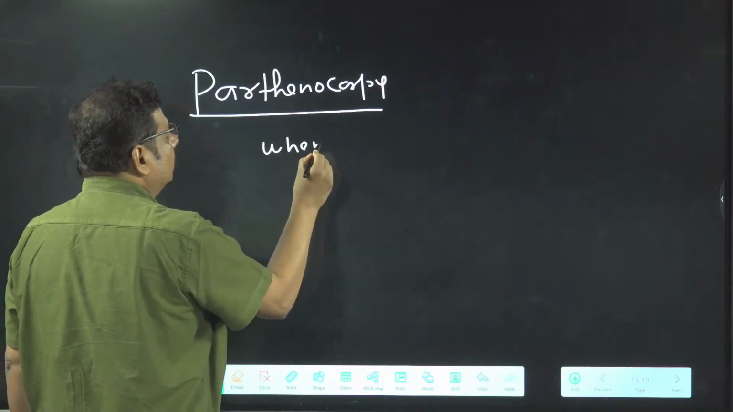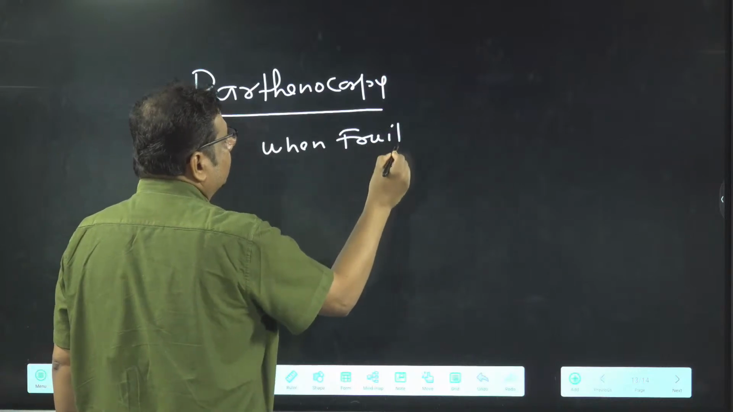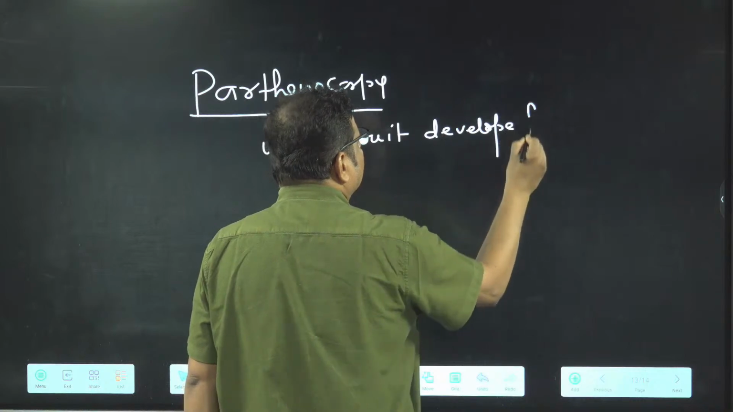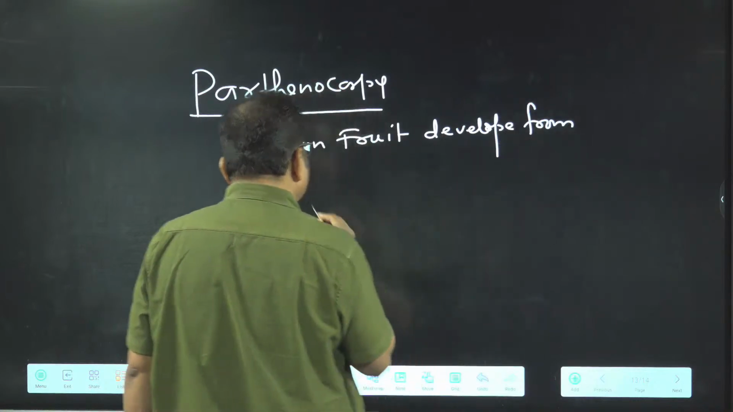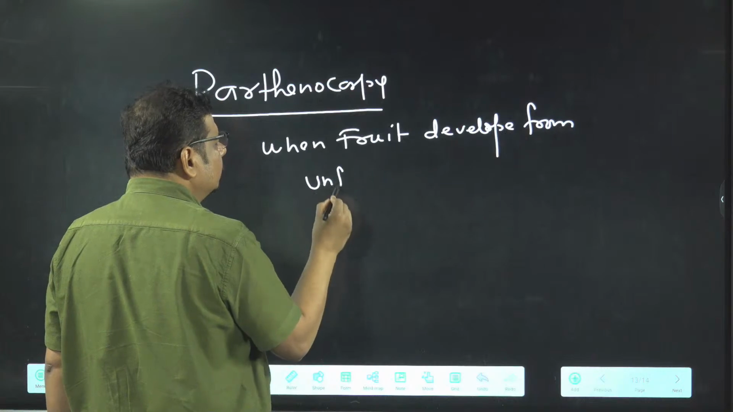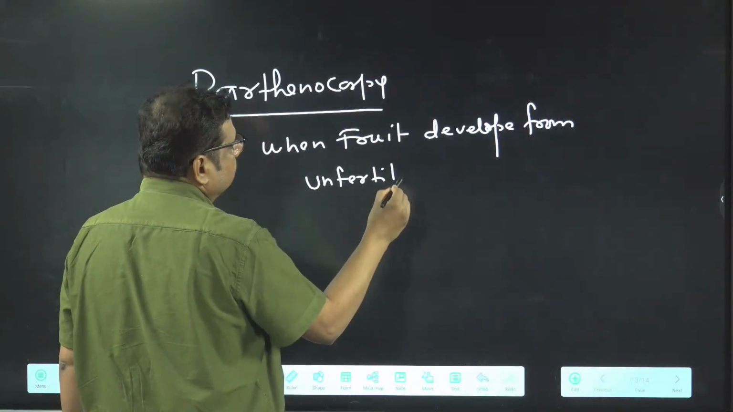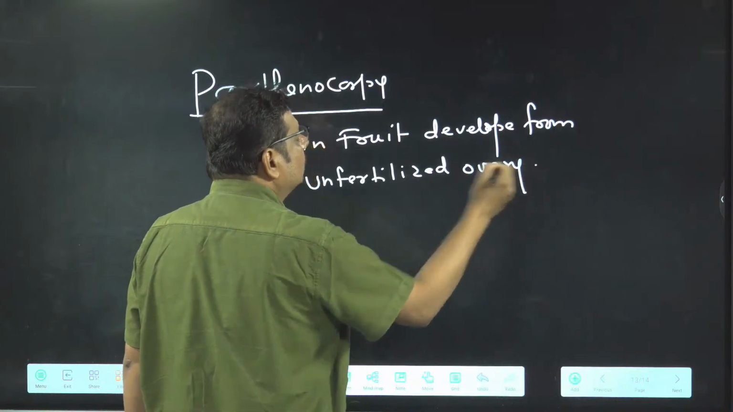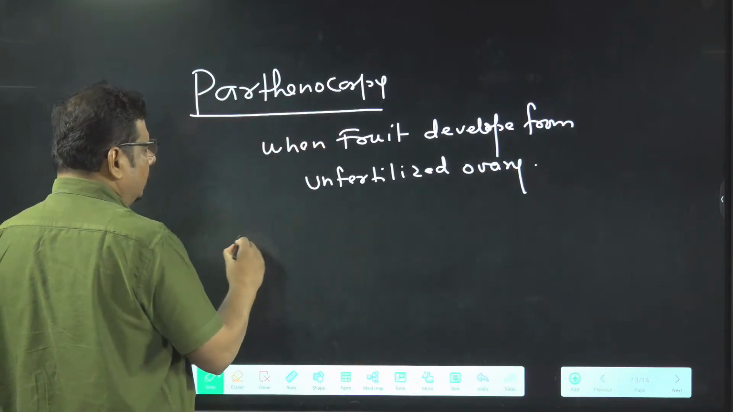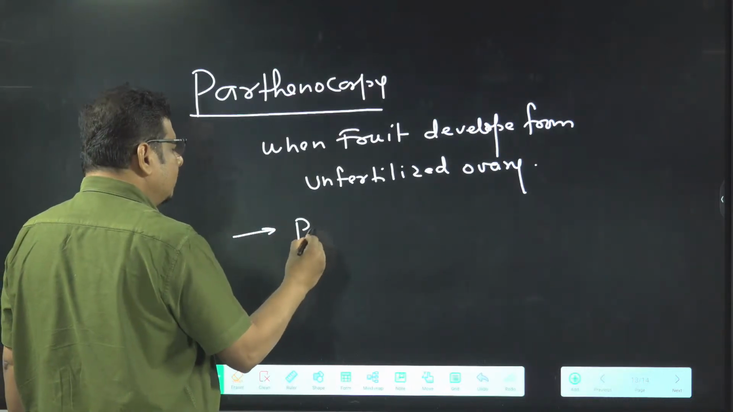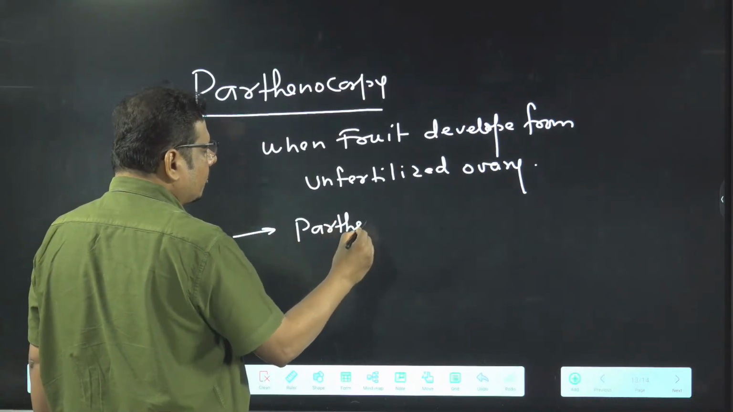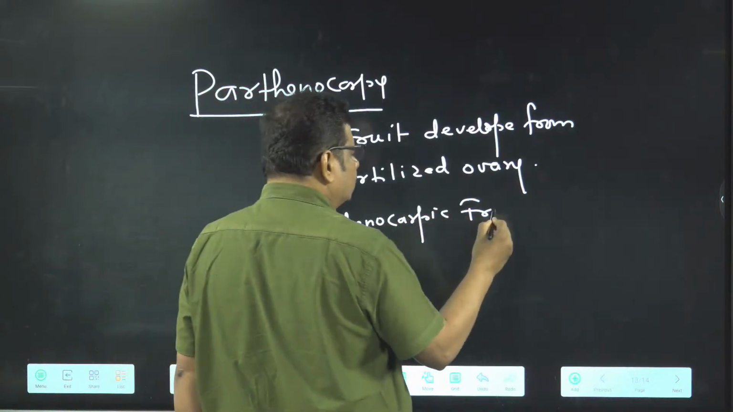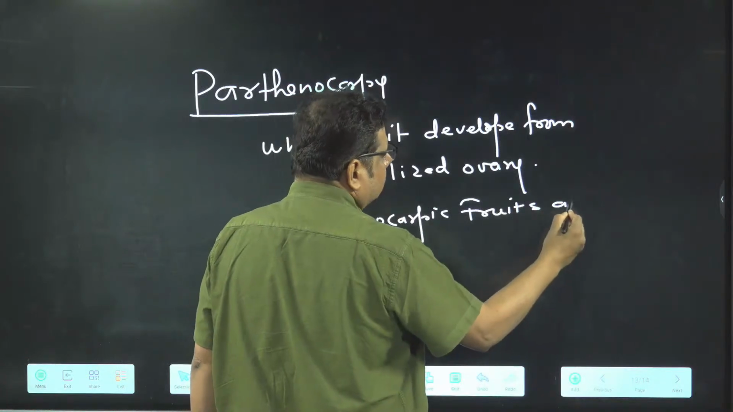When fruit develops from an unfertilized ovary, such kind of fruit is called parthenocarpic fruit. So these parthenocarpic fruits are seedless.